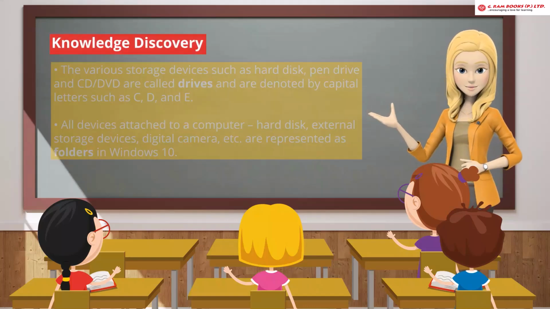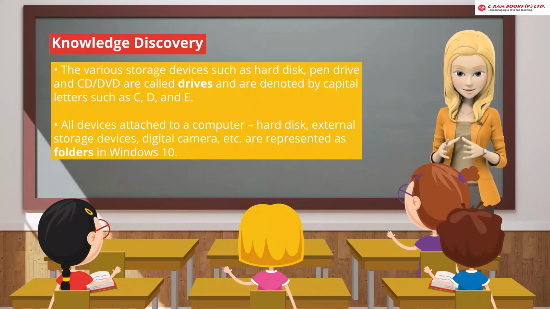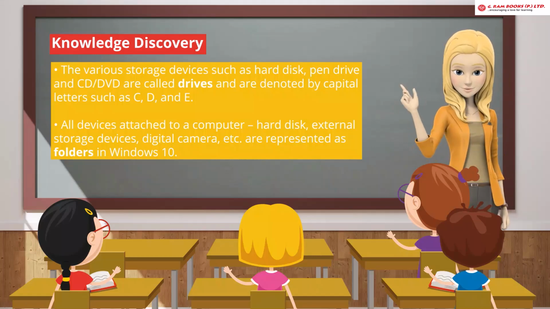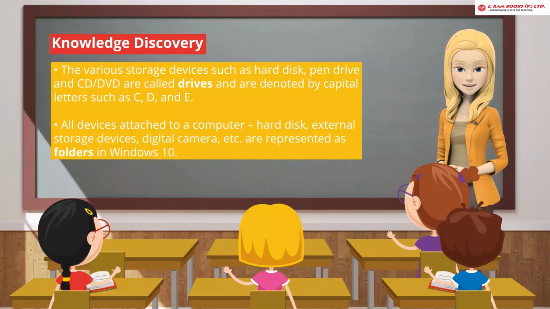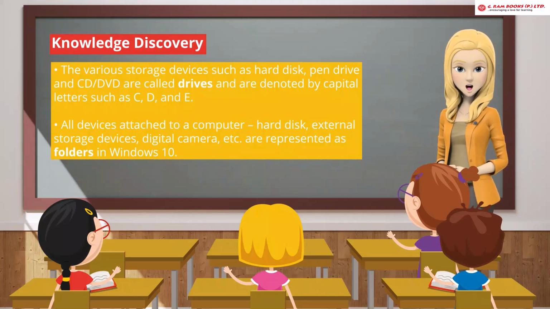Knowledge discovery. The various storage devices such as hard disk, pen drive and CD, DVD are called drives and are denoted by capital letters such as C, D and E. All devices attached to a computer, hard disk, external storage devices, digital camera, etc. are represented as folders in Windows 10.